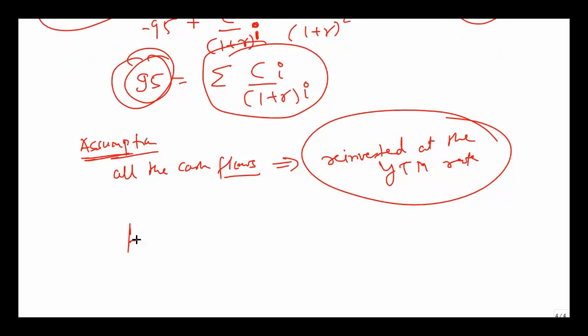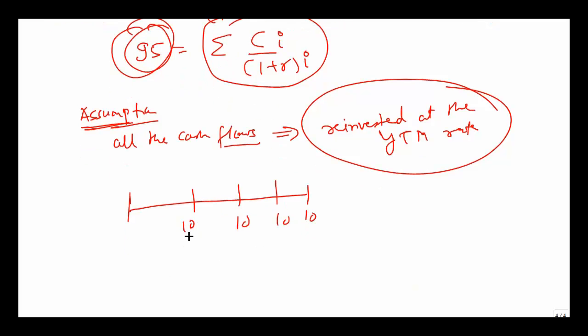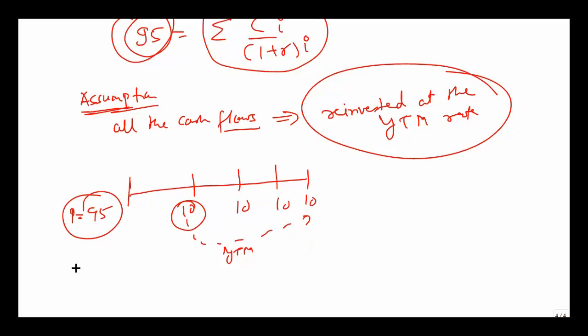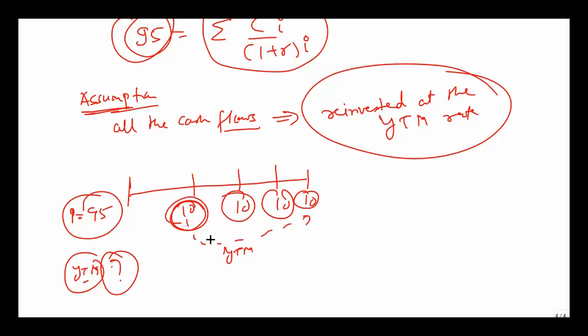So if you think that there is a bond which pays you $10 as coupon, the moment you get 10, you will be able to invest this at the YTM rate. So let's say the bond's price is 95, so you compute the YTM. Whatever the YTM, it assumes that all these are reinvested at the YTM rate. That may not be true in reality, because when you get this $10, you may not be able to invest it at the YTM rate, right? But this is the assumption. In the IRR also we had the same assumption, if you remember.